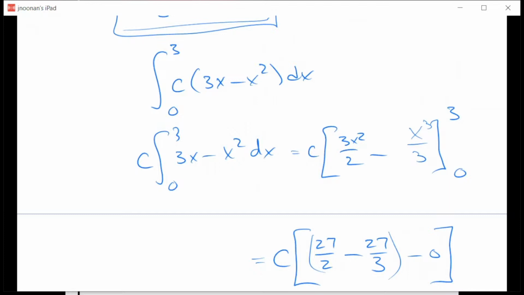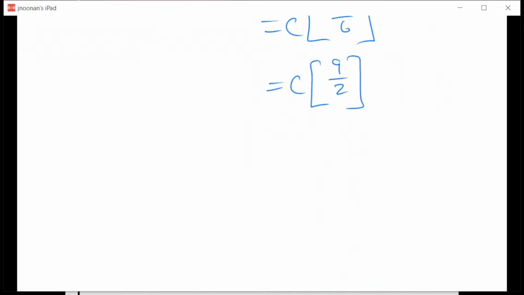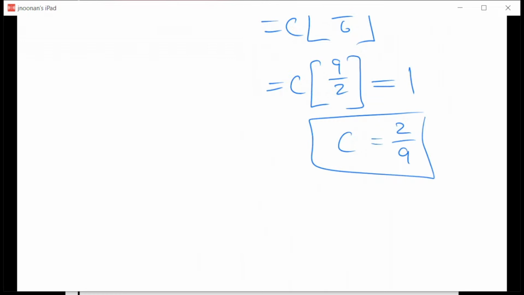But remember that one of the properties of probability is that over the entire range of values, you should get 100%. Something's going to happen, so this should equal 1. That means that 9 halves, I have to multiply by 2 ninths, and I get that for C. So my probability density function is going to be 2 ninths of 3x minus x squared.